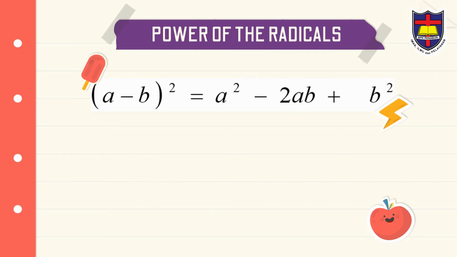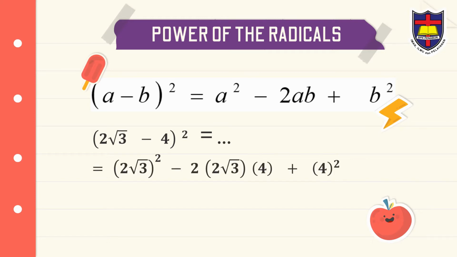For the next one, if I have a minus b to the power of 2, it equals to a squared minus 2 times a times b plus b squared. So if I have 2 square roots of 3 minus 4 to the power of 2, now we can get a as 2 square roots of 3 and b as 4. So we can write it a squared, 2 square roots of 3 squared, minus 2 times a times b, 2 times 2 square roots of 3 times 4 plus b squared, 4 squared.